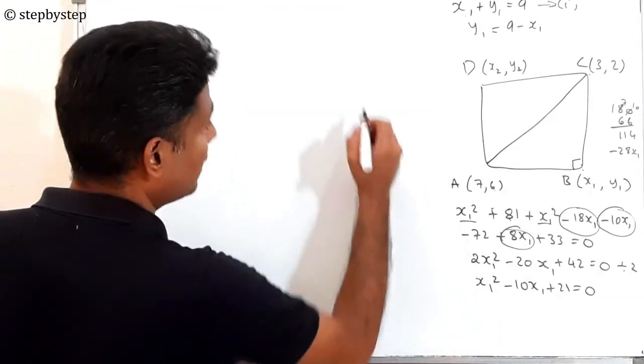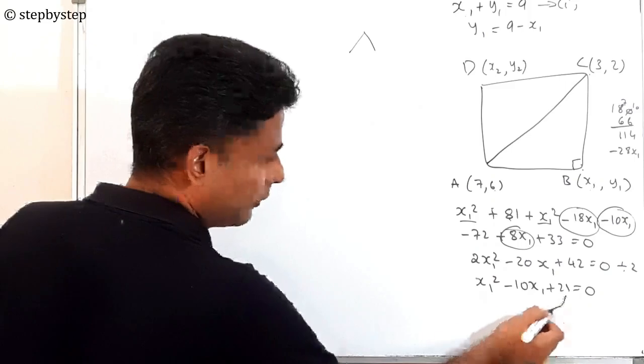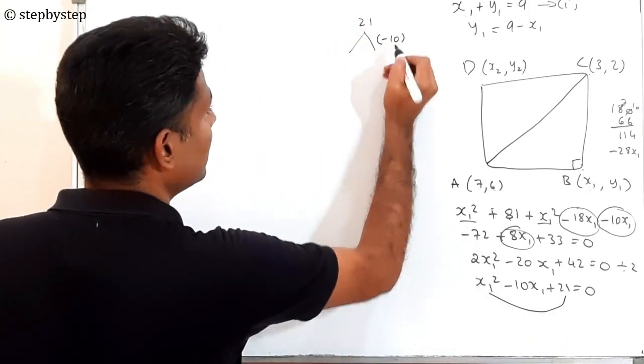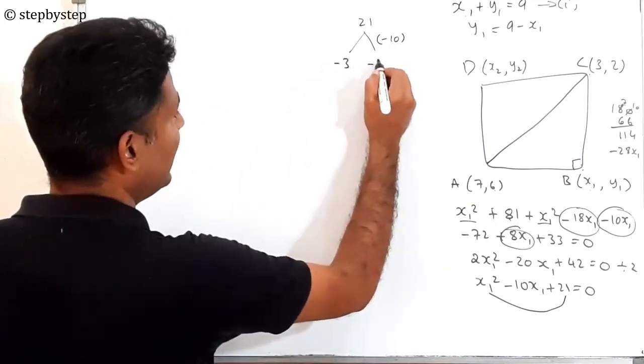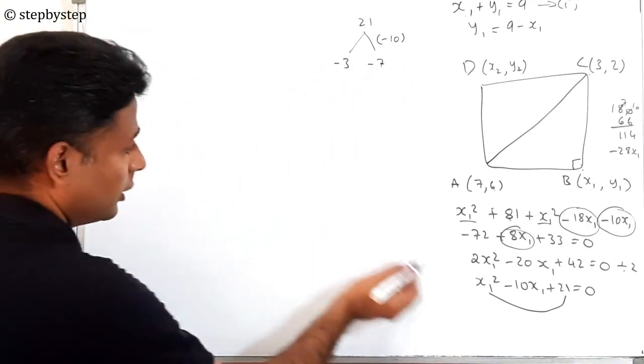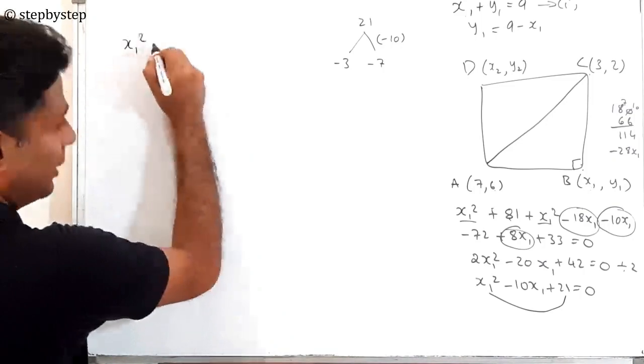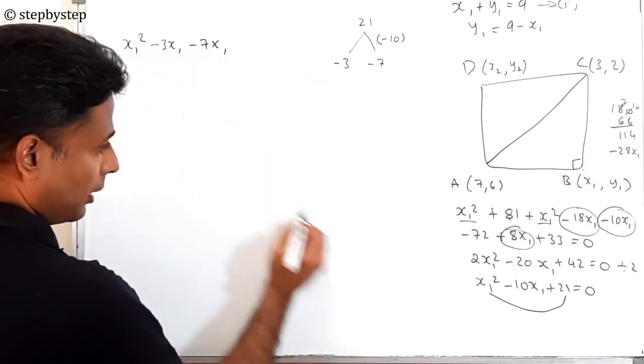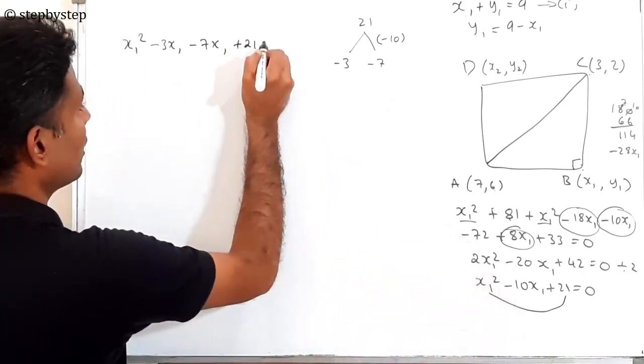Now splitting the middle term for this, when you multiply you should get 21 into 1, that is 21. When you add you should get minus 10. So the two numbers are minus 3 and minus 7. So I'll substitute now x1 square minus 3x1 minus 7x1 plus 21 equal to 0.